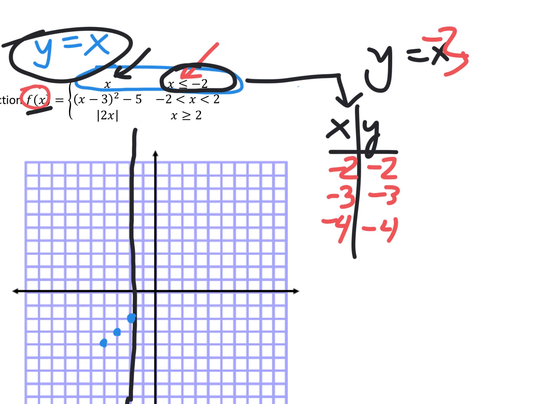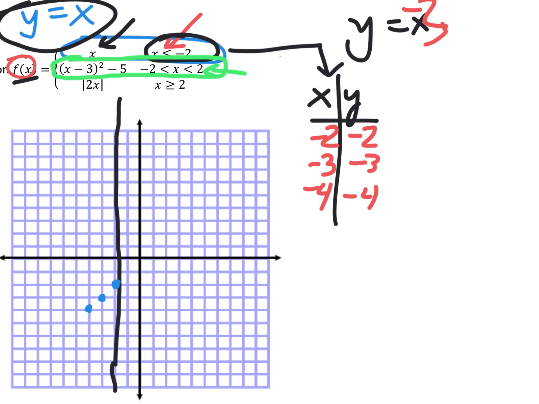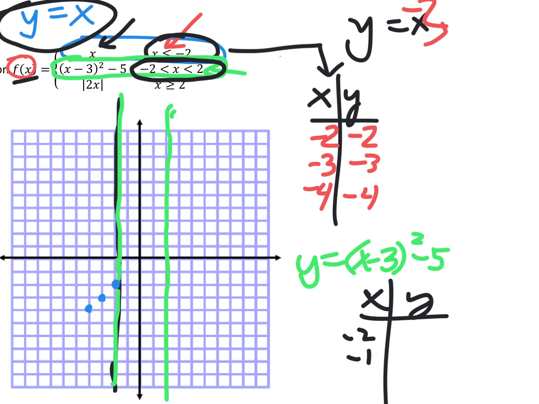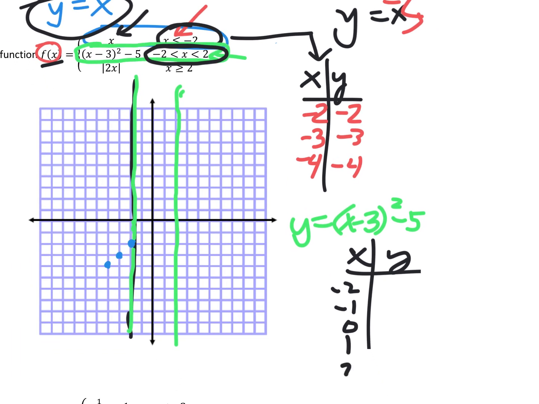Next, this graph, which I'm going to circle in green, only exists between -2 and 2. See right at the end there? So I'm changing this black line to a green line. This graph only exists in there. In between those, we're going to graph (x minus 3) squared minus 5. I need an XY chart. I'm going to stick in what numbers? Well, it says right here, between -2 and 2. So, -2, -1, 0, 1, and 2.